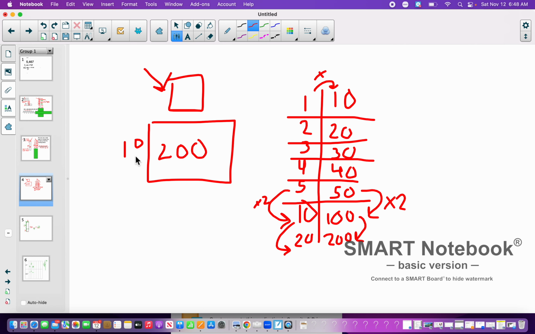So 10 times 20. And we could have done this using a number line, but also take 20 and count by tens. 10, 20, 30, 40, 50, 60, 70, 80, 90, 100, 110, 120, 130, 140, 150, 160, 170, 180, 190, 200. You can count by tens 20 times to get 200. It's repeated addition. So again, this is 10 times 20, or we can make our fact families, and this is 200 divided by 10 is 20.